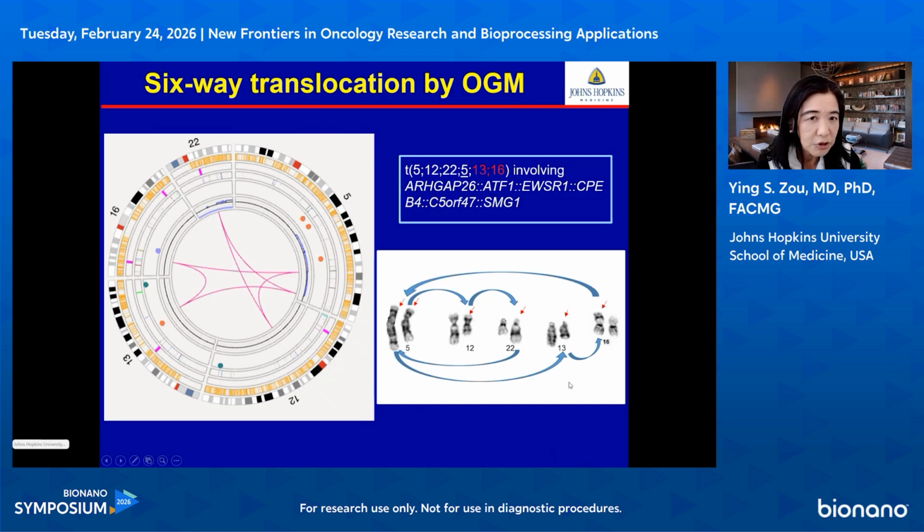It's a 6-way translocation by OGM. So from chromosome 5 to 12, 12 to 22, 22 to another 5 to 13, and 13 to 16, and 16 to 5. So OGM reveals additional genes involved in this 6-way translocation. Some of them may help identify new therapeutic targets.